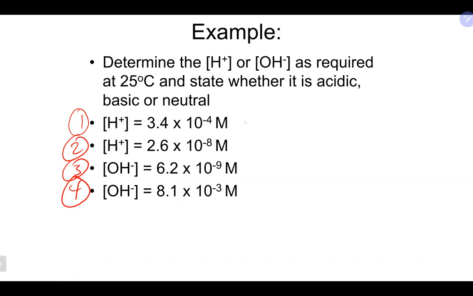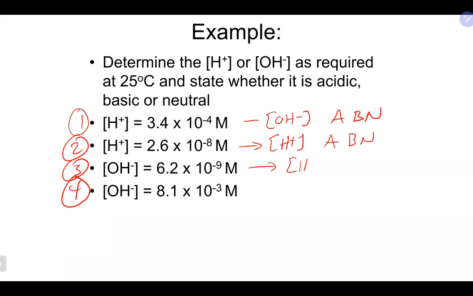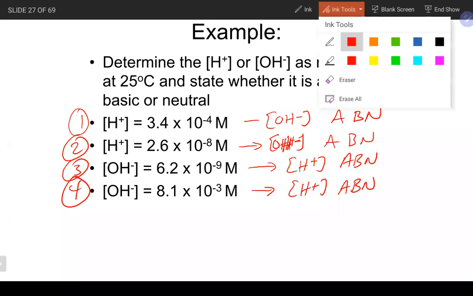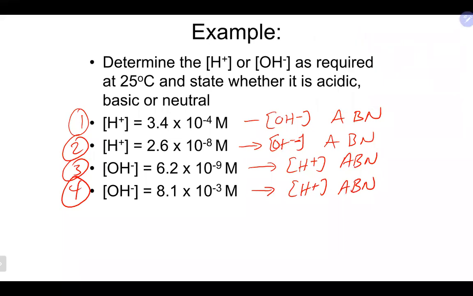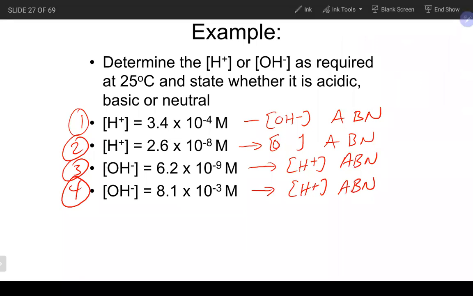So for the first one, we're looking for the OH minus concentration, and is it acidic, basic, or neutral? Second one, we're looking for the H plus concentration. Is it acidic, basic, or neutral? H plus concentration here. Actually, OH minus concentration there. Acidic, basic, neutral, and H plus. All right, give it a go. Once again, make sure you use your exponent button. No need for the multiplication button, right? You remember how to do that, hopefully.